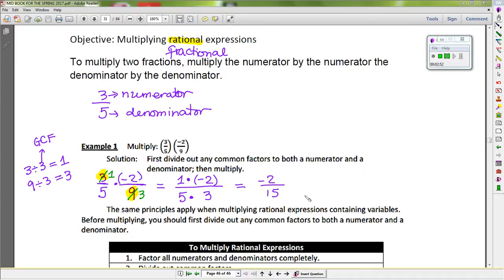So now you are going to apply the same technique when you multiply two rational expressions. What does it mean? That now in your fraction you will see there are variables. And again, make sure that you write yourself a note that you will divide out any common factors for both numerator and denominator. So let's begin with the next example.